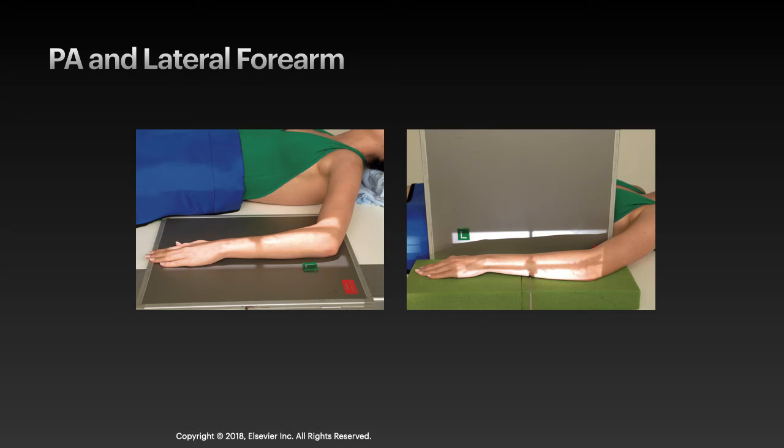PA and lateral forearm for trauma. Patient will be laying on their back. Probably will not be able to rotate their arm due to pain or whatever is going on inside. So you'll do your PA forearm with them laying like shown on the left image. Then you'll elevate the arm in the right image with bolsters or foam pads and place the IR behind it and move your C-arm to a horizontal beam.